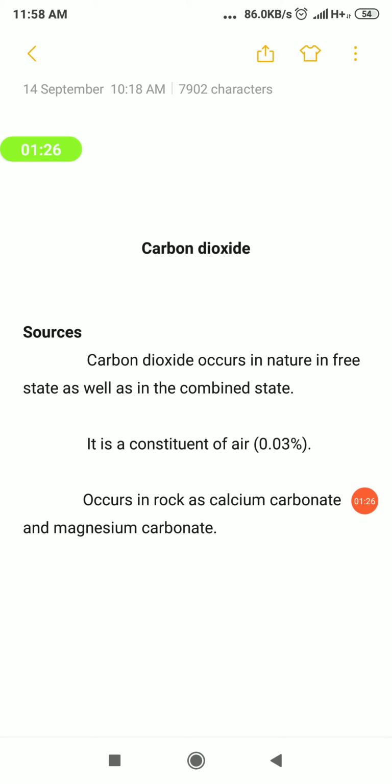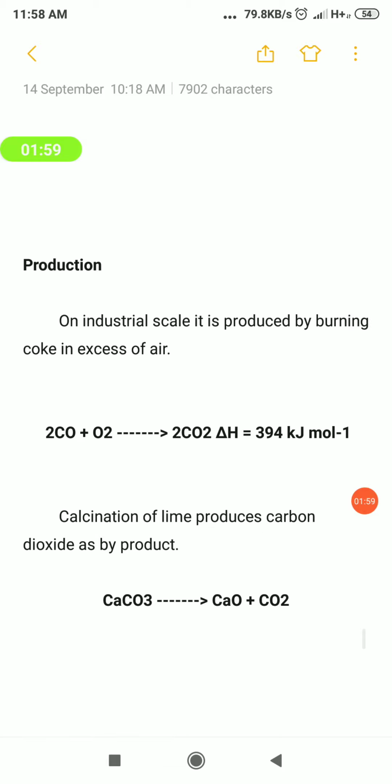And in air it is a constituent. Its relative abundance is 0.03%. So it's a constituent of air. The percentage is 0.03, and it also occurs in rocks in the form of calcium carbonate and magnesium carbonate, CaCO3 and MgCO3. So these are the sources of carbon dioxide. Mainly it is present in air, and also it occurs in rocks in the form of calcium carbonate and magnesium carbonate.